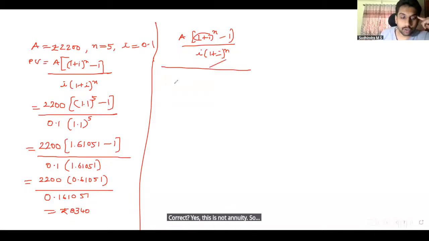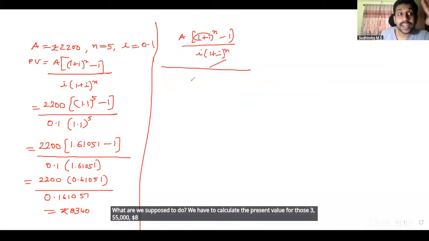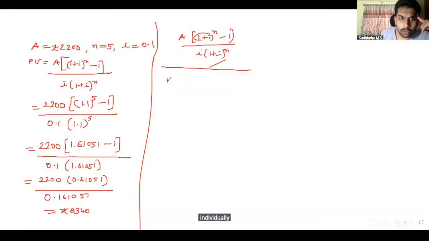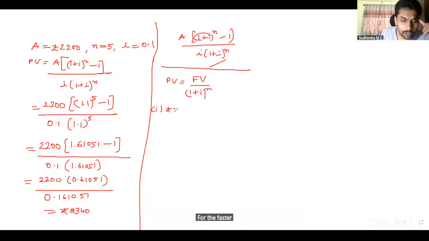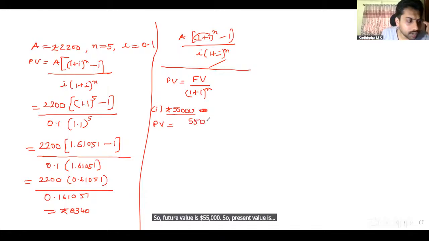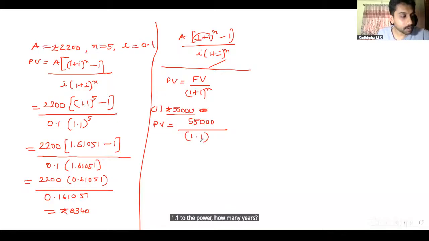So what are we supposed to do? We have to calculate the present value for those three, 55,000, 80,000 and 15,000, individually. Very good. So we know present value is equal to future value divided by (1 plus i) to the power n. For the first cash flow, 55,000, when are we receiving it? At the end of 1 year. So present value is 55,000 divided by 1.1 to the power 1. So 55,000 divided by 1.1 is 50,000.